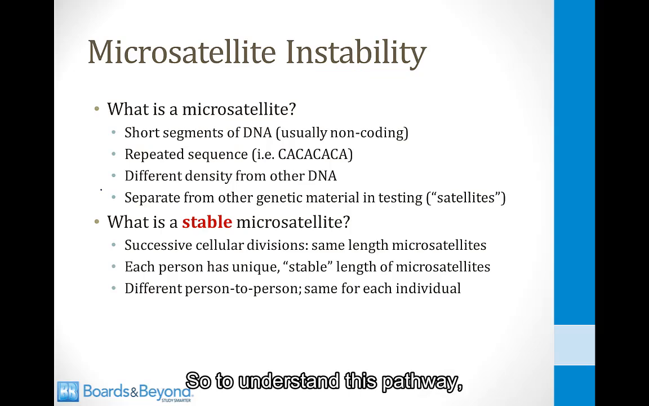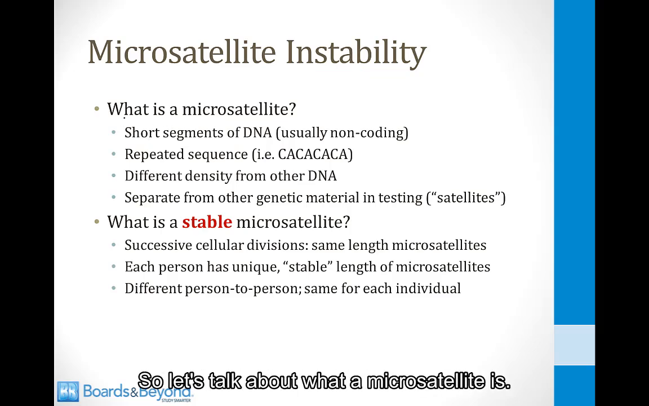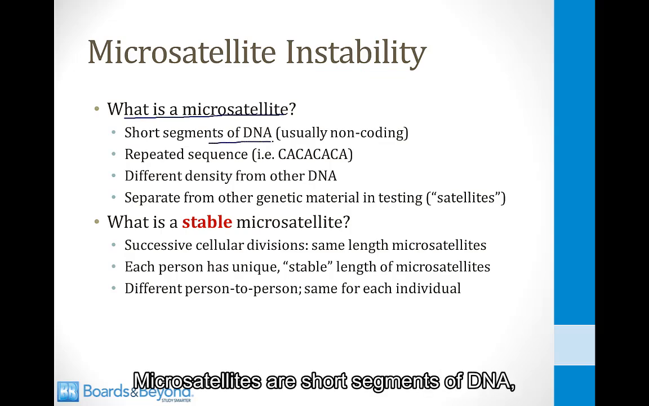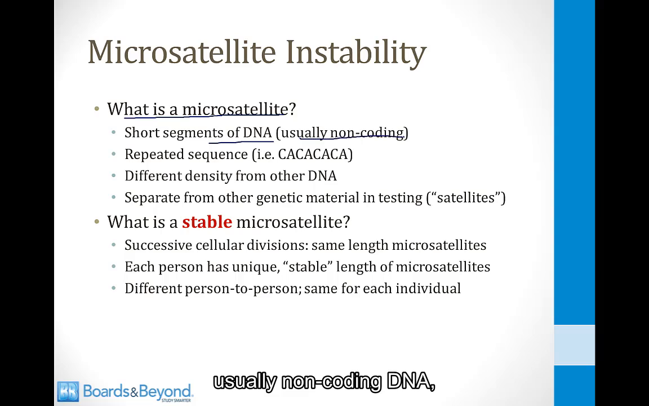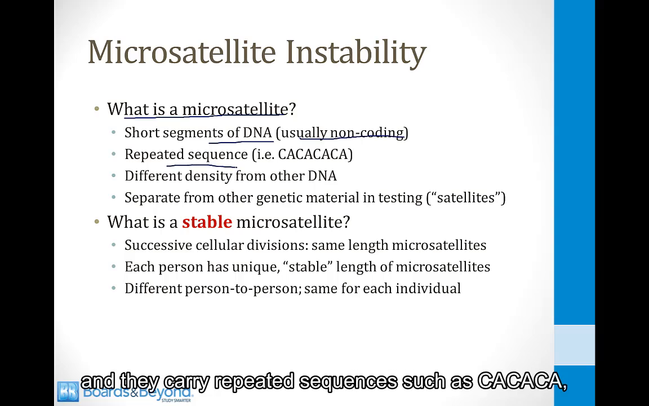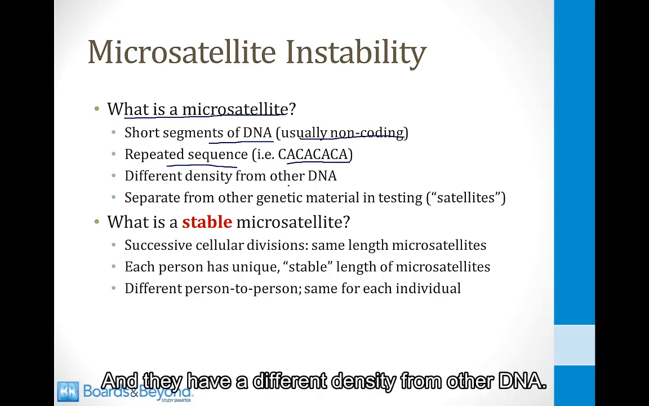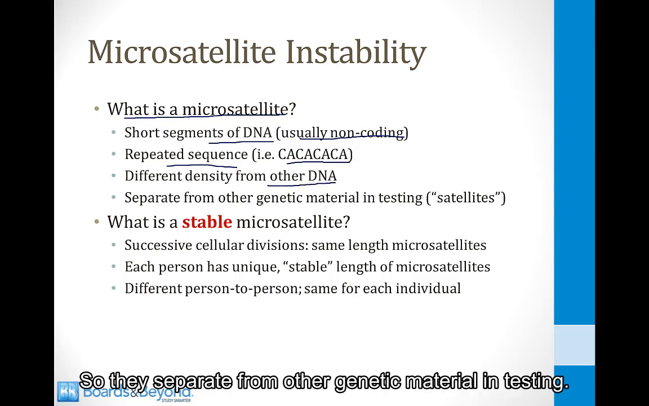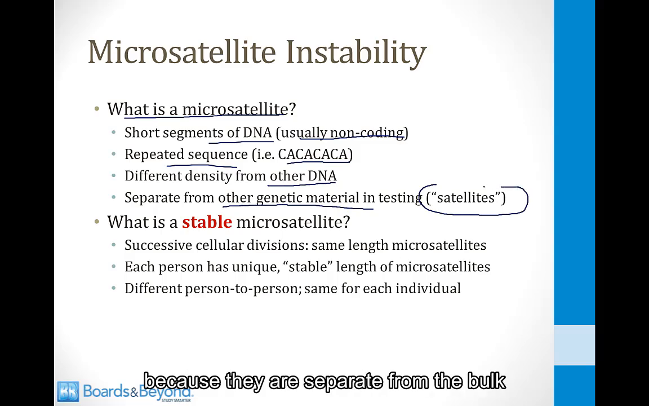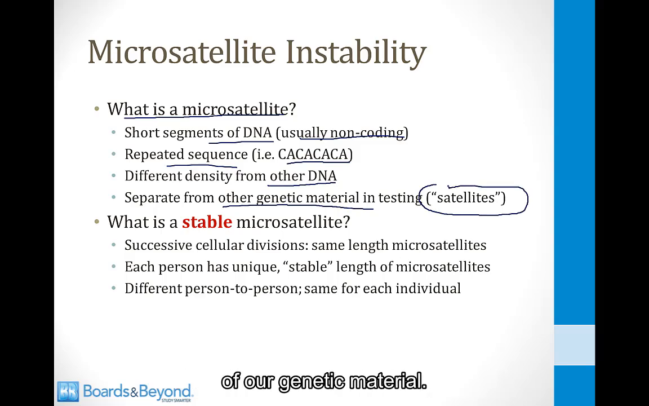So to understand this pathway, first let's define some terms. So let's talk about what a microsatellite is. Microsatellites are short segments of DNA, usually non-coding DNA, and they carry repeated sequences such as CA, CA, CA, as I've shown in this example here. And they have a different density from other DNA, so they separate from other genetic material in testing. That's why they're called satellites, because they are separate from the bulk of our genetic material.